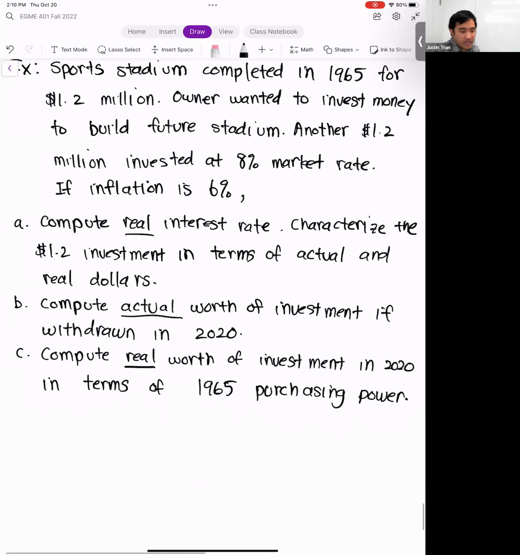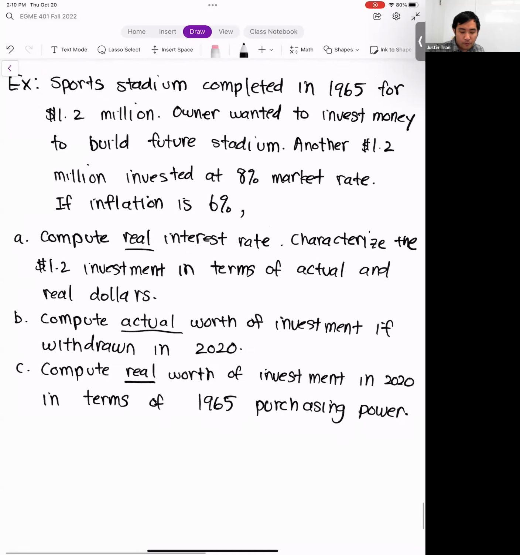All right, so this example here is going to be a good one for all the different rules, and so we're going to make use of all of them, or almost all of them, to do the different parts of this problem. Any questions on the setup of the problem? All right, so let's go and get started.